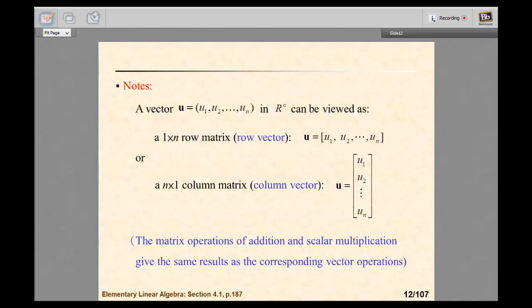Now, again, we are going to discuss a linear combination. We are going to discuss the vector. So it says that a vector can be defined by a row vector or a column vector. If we are putting it in a row, we say that it is a row vector. If we write in a column, then we say that it is a column vector. So the matrix operations, addition and scalar multiplication, give the same results from the corresponding operation. So these are some more definitions of row vectors and column vectors.